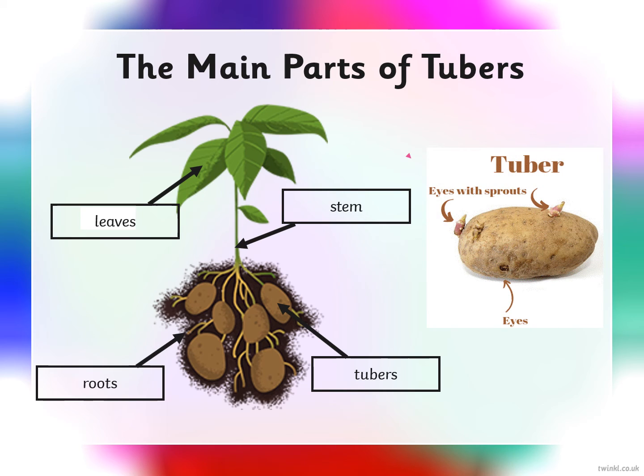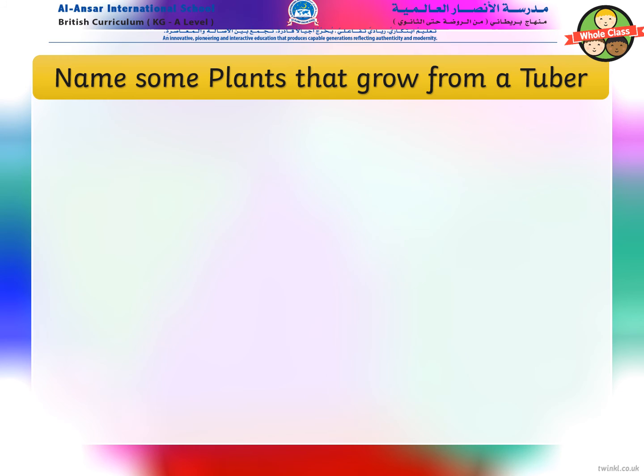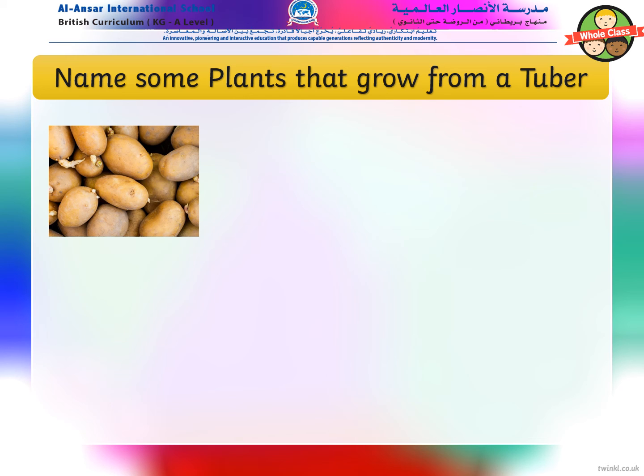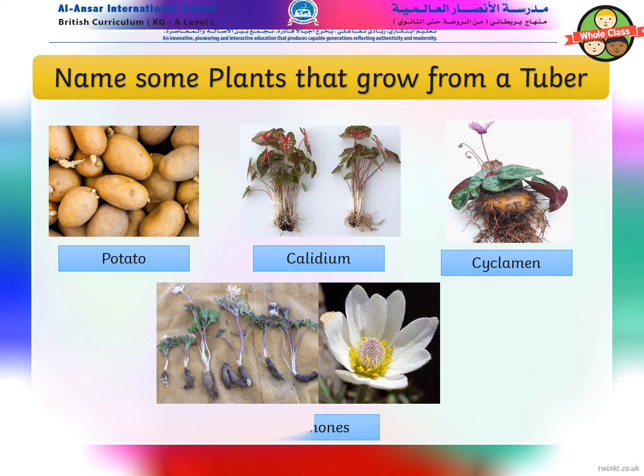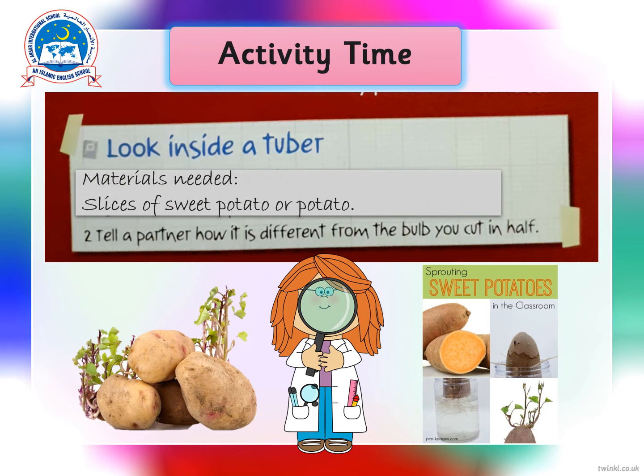Here, these are some of the parts of tuber. Eye with sprout, and then another eye. You often have seen in your kitchen, your mommy might show you some potatoes. If they are left for so long, the color changes and you can see some eyes sprouting out. Some plants that grow from tuber are as such: potatoes, caladium, and the list goes on.